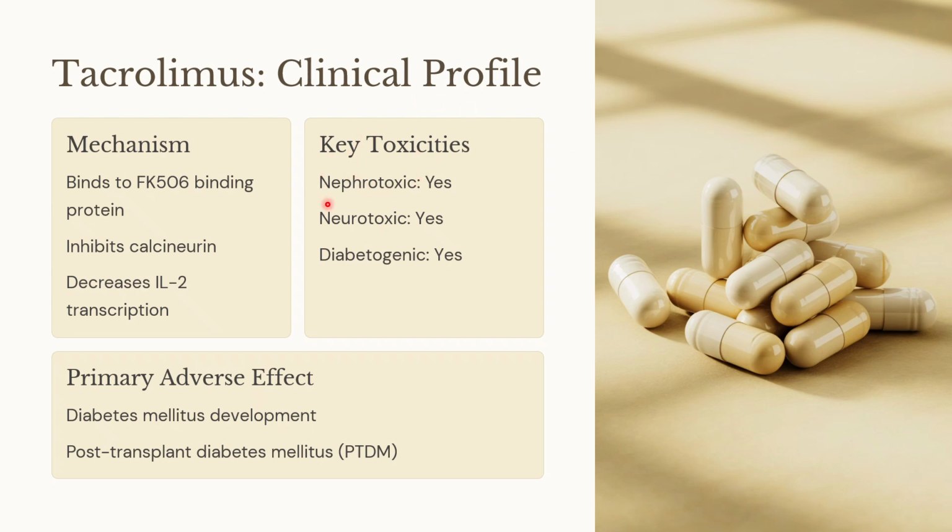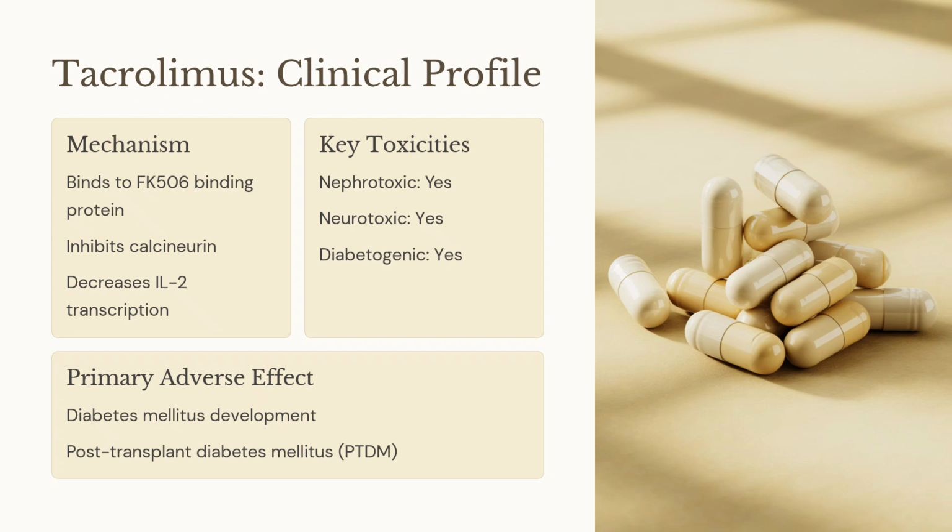Similar to cyclosporine, this is also nephrotoxic, this is also neurotoxic. But tacrolimus is diabetogenic, but cyclosporine is not diabetogenic. This is because the effect of cyclosporine on the pancreatic beta cells is very minimal. But the effect of tacrolimus on pancreatic beta cells is very high. It will decrease the pancreatic beta cell response, and it will decrease the pancreatic beta cells' ability to produce insulin. Therefore, this is more prone to cause diabetes mellitus. Post-transplant diabetes mellitus is caused by tacrolimus.